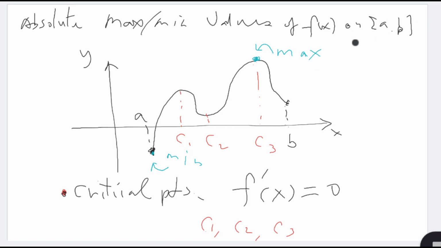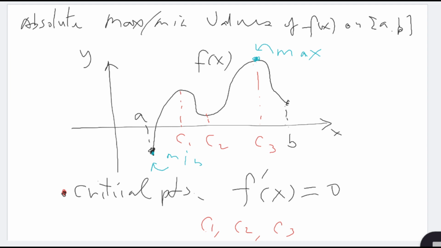In this video, we're going to learn how to find the absolute maximum or absolute minimum value of a function over a given interval. To see how we do it, let's look at the graph of some function called f of x. All right, so this is the graph.